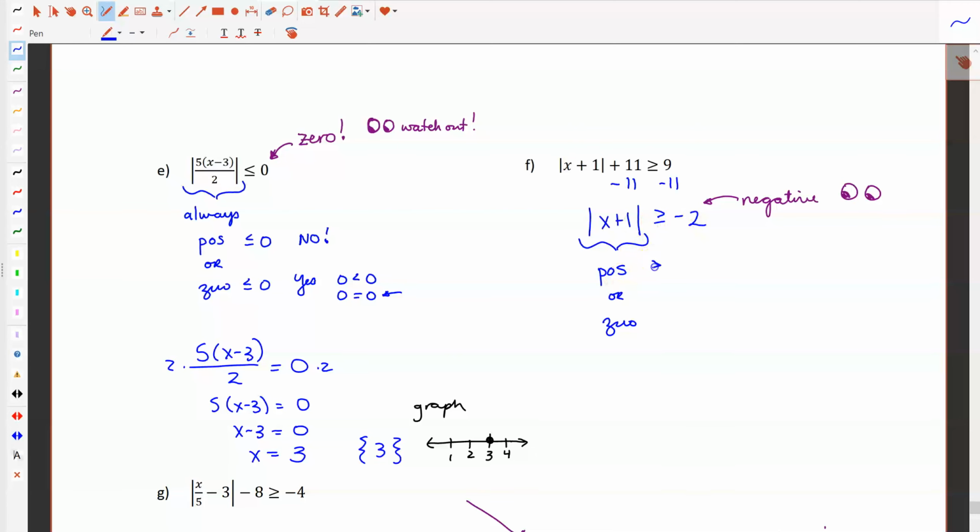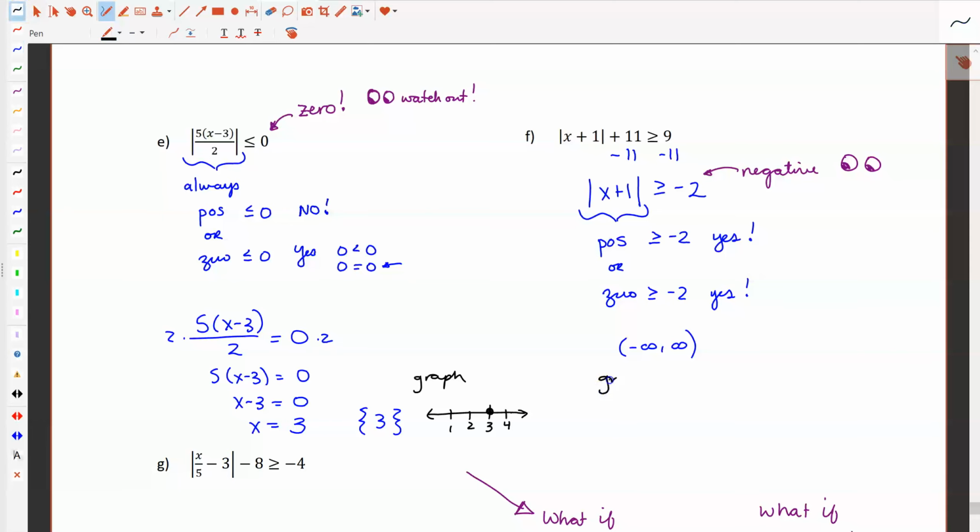Is a positive number greater than or equal to -2? Yes, always. What if I can get this to produce a 0? Is a 0 greater than or equal to -2? Yes, always. So it doesn't really matter what number this absolute value produces. It's always going to be bigger than or equal to -2, specifically bigger than, because the smallest this side could ever be is 0. So in this case, my solution is from -infinity to +infinity. Any value works for that variable x.